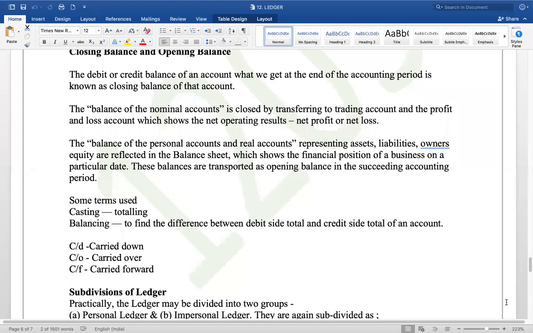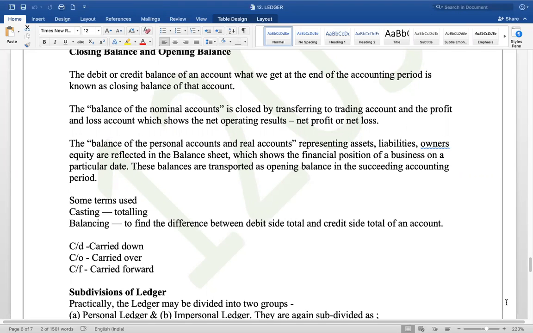The debit or credit balance of an account that we get at the end of the accounting period is known as closing balance of that account. The balance of the nominal accounts is closed by transferring to trading account and the profit and loss account, which shows the net operating result, net profit or net loss. The balance of the personal account and real accounts representing assets, liabilities, owner's equity are reflected in the balance sheet, which shows the financial position of a business on a particular date. These balances are transported as opening balance in the succeeding accounting period.